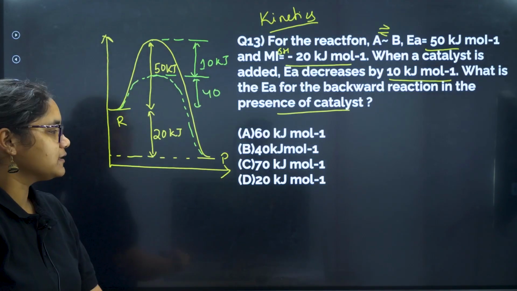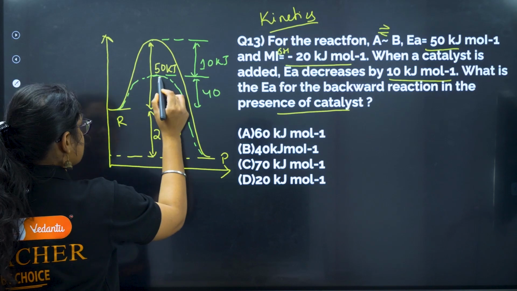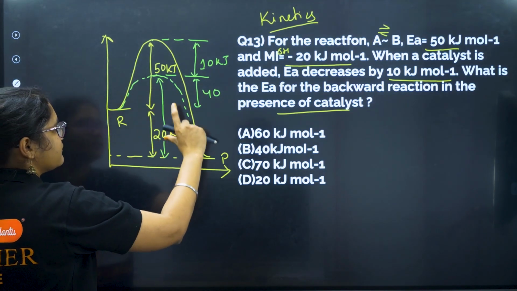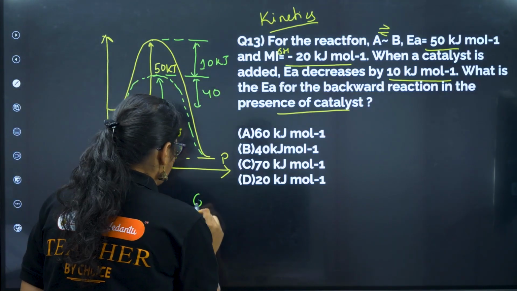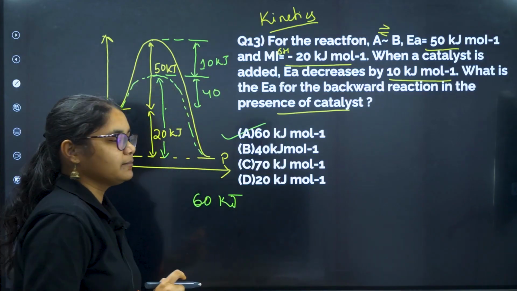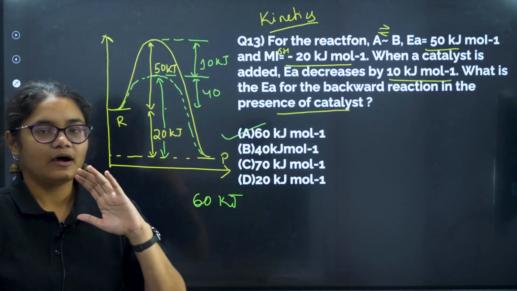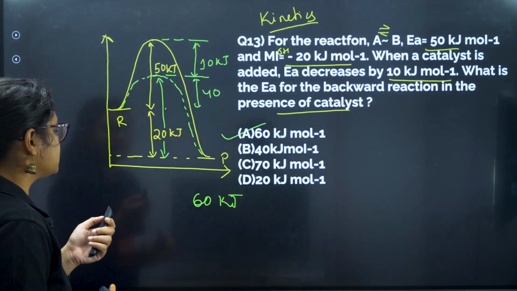So now the question is asked, what is the activation energy for the backward reaction? So which is the activation energy for the backward reaction? This is the activation energy for the backward reaction, where this is 40 and this is 20. So total will be 60 kilojoule per mole. Okay. So the correct answer for this question is option number A, that is 60 kilojoule per mole. So this was an easy question. Little you should know the diagram of catalyst properly. Now let us see the next question.